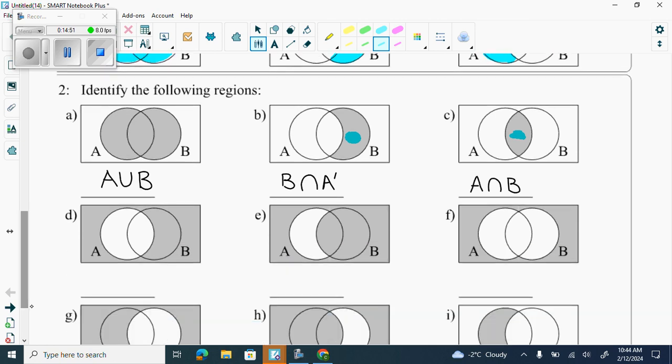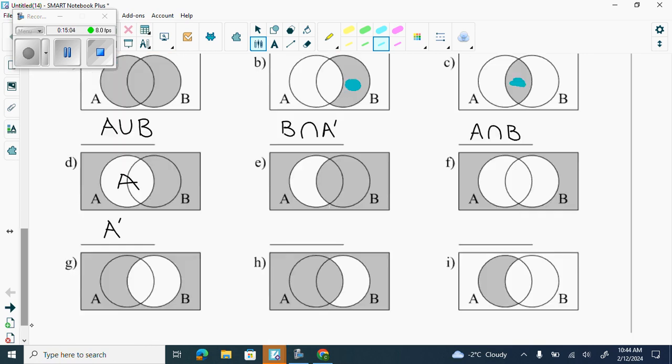This one, all of A is not shaded. Here's A. That's all of A, correct? Everything but A is shaded. So I say the complement of A. This one down here, everything but B is shaded. Do you see that? So this one is the complement of B. It's the whole B circle is not shaded.